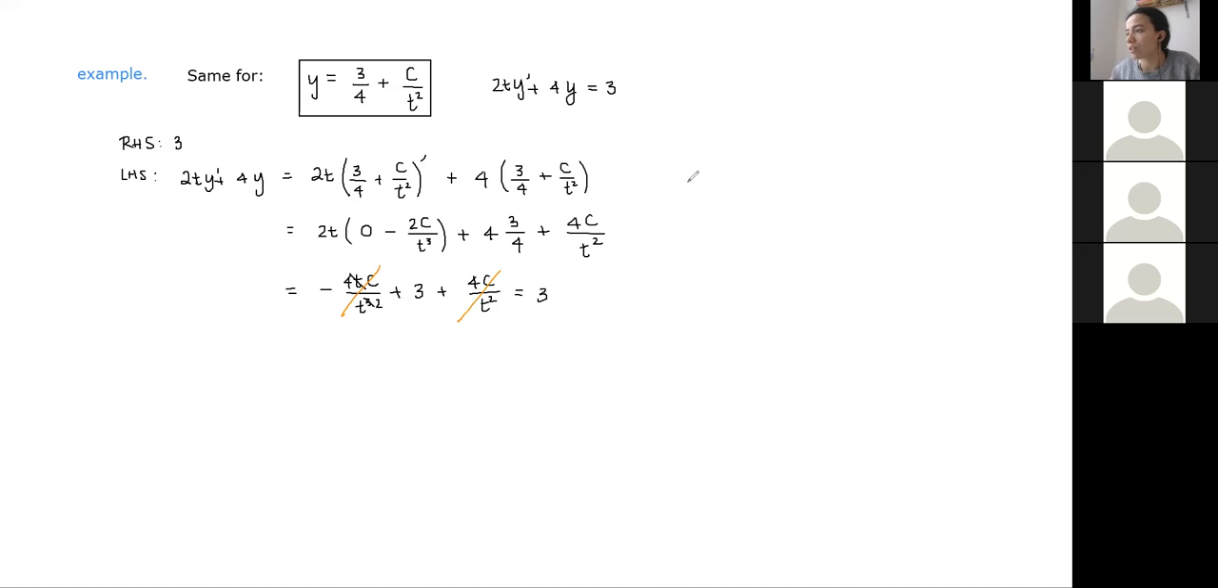So this tells me that the right-hand side is equal to the left-hand side, and my function is a solution of this differential equation. Do I have any questions?